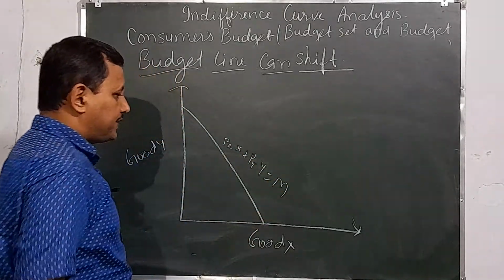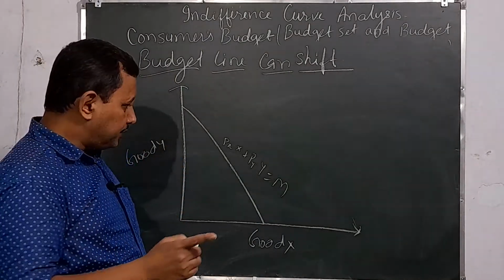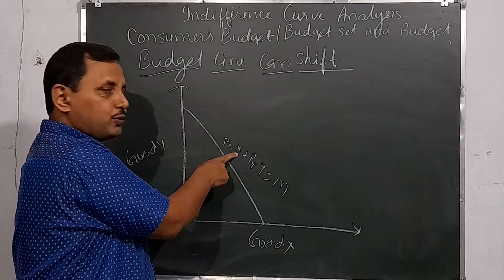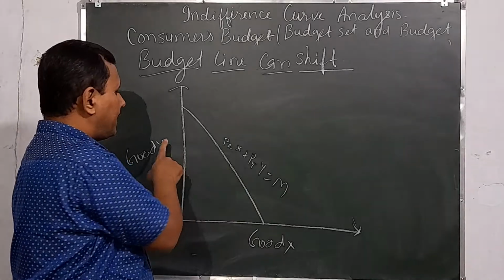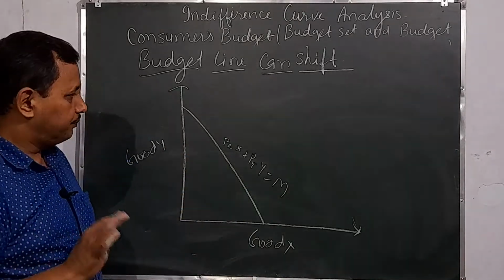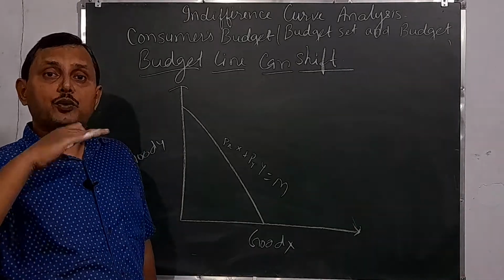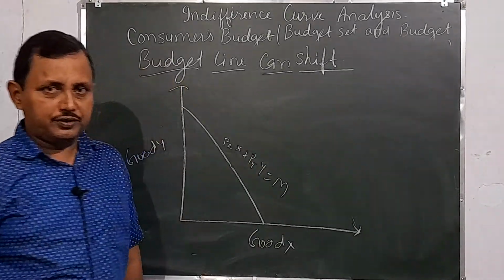This is the equation of the budget line. Clear? Px is the per unit price of good X and Py is the per unit price of good Y. X is the quantity of good X purchased by the consumer, Y is the quantity of good Y purchased by the consumer. So this is the equation of the budget line. Now we will see under what condition the budget line can shift.